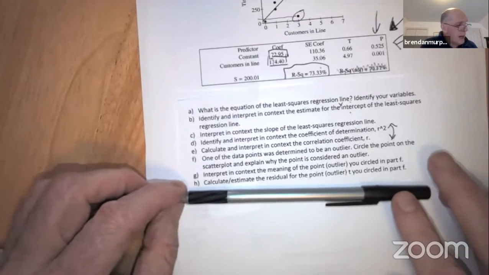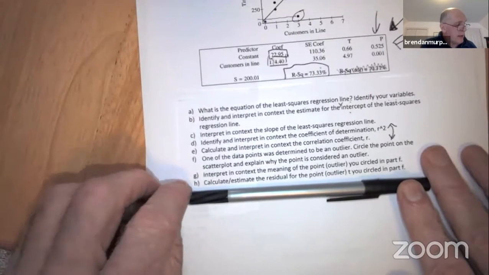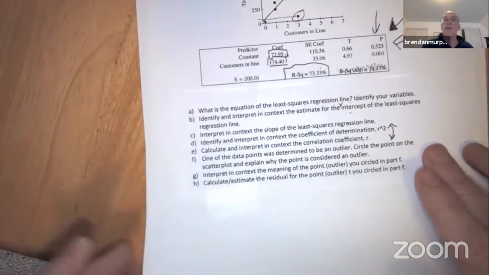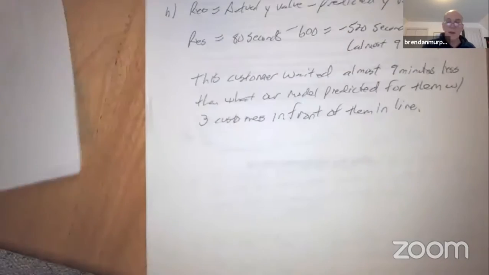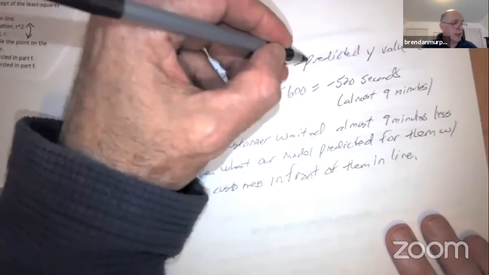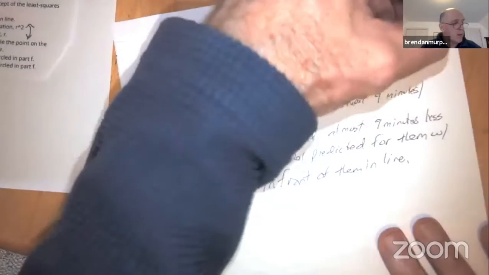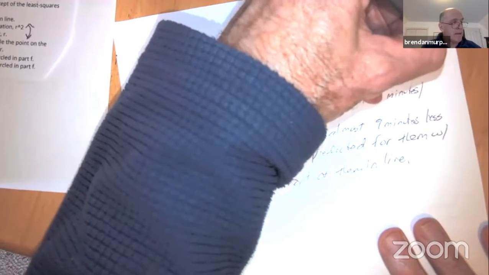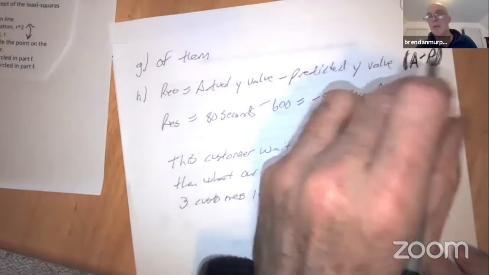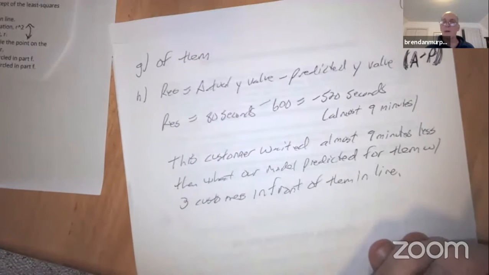So again, part H, calculate or estimate the residual for the point outlier that you circled in part F. So I always write down residual equals actual Y value minus predicted Y value. In parentheses, I say AP. And I've come up with this little jingle algorithm. This is an AP course, right? So A always comes before P, and it seems like my students are able to remember that.